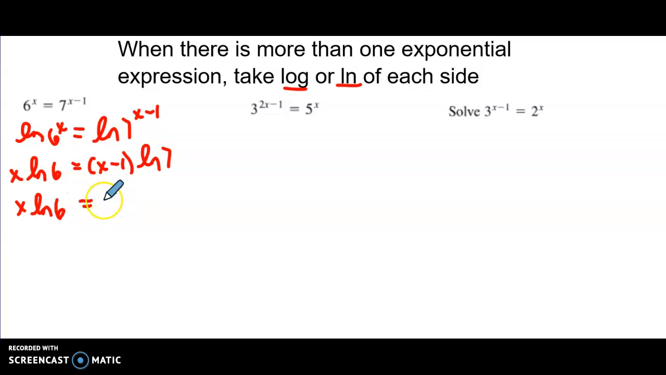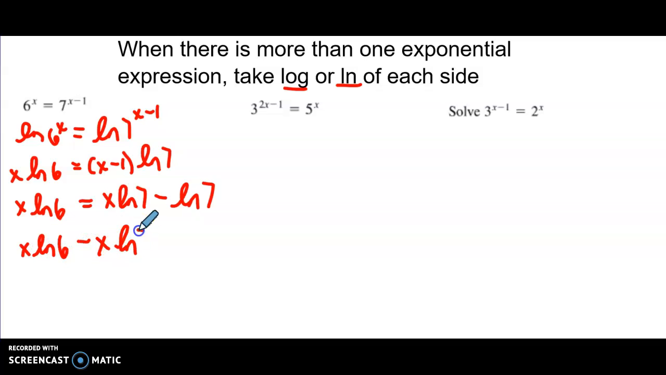Natural log of 7 is an irrational number. x natural log of 7 minus natural log of 7. I get all my terms that have an x on the left side and all the terms that don't have an x on the right. And then I factor the x out.